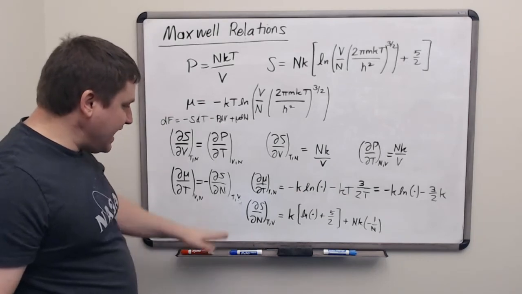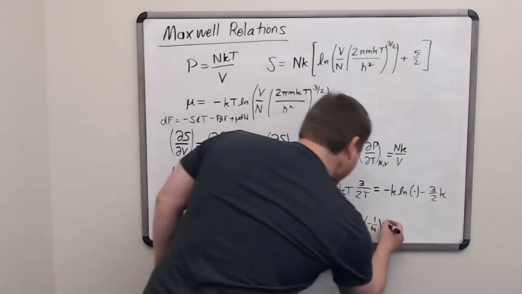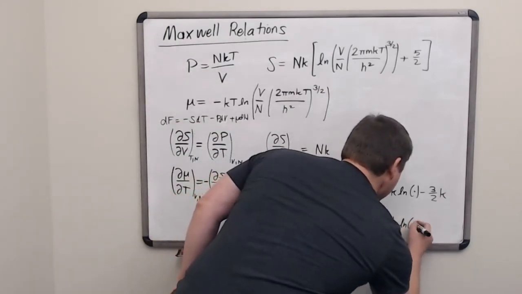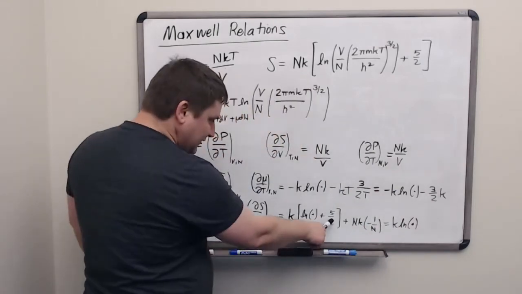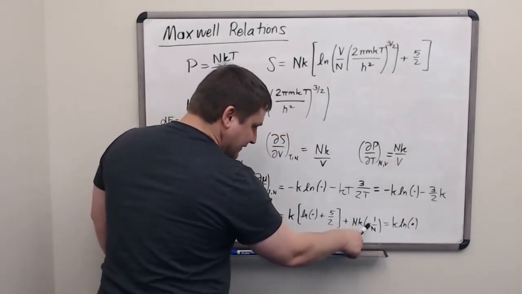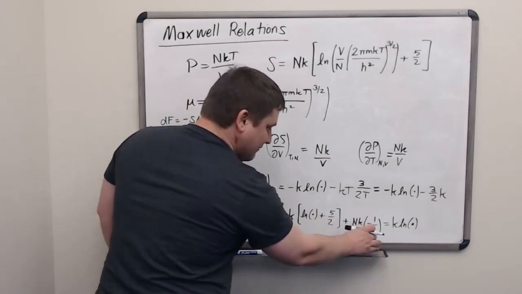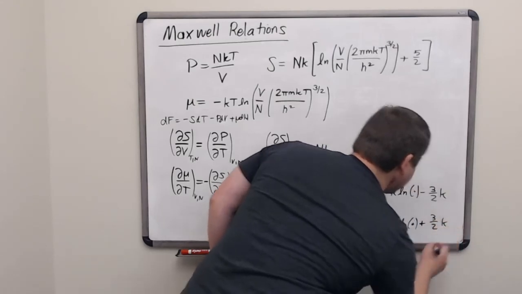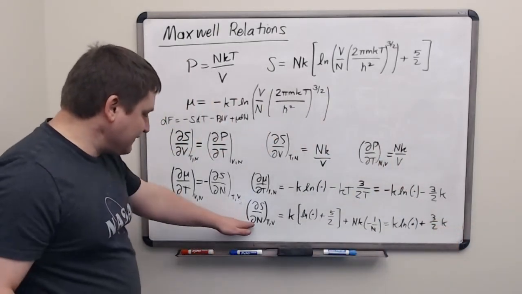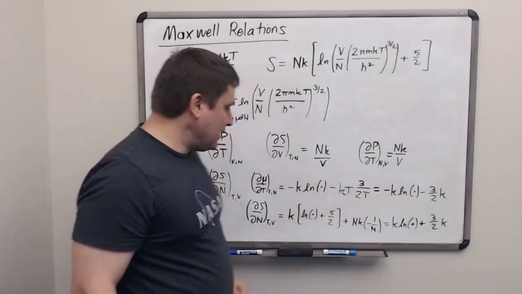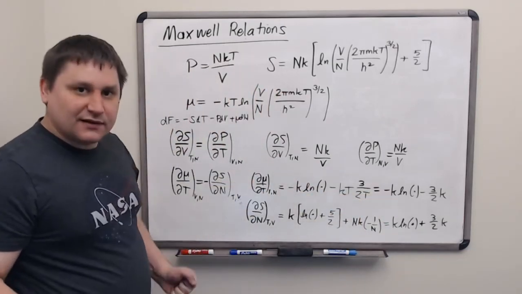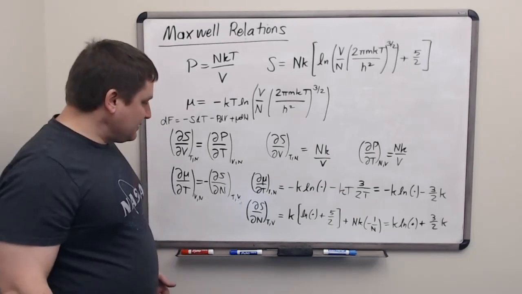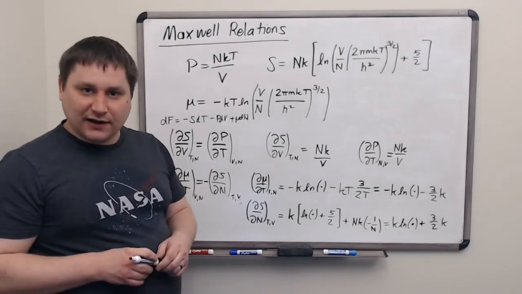So that's our expression for ds dn. Let's simplify that a little bit. I see first here I have k times the logarithm. And then I've got plus 5/2 k, and then the n's cancel here. So I'll have plus 5/2 k minus k. So that's going to give us a plus 3/2 k. And what do you know? This derivative comes out to be exactly the opposite of d mu dt. So these Maxwell relationships seem to be verified, at least in this model.